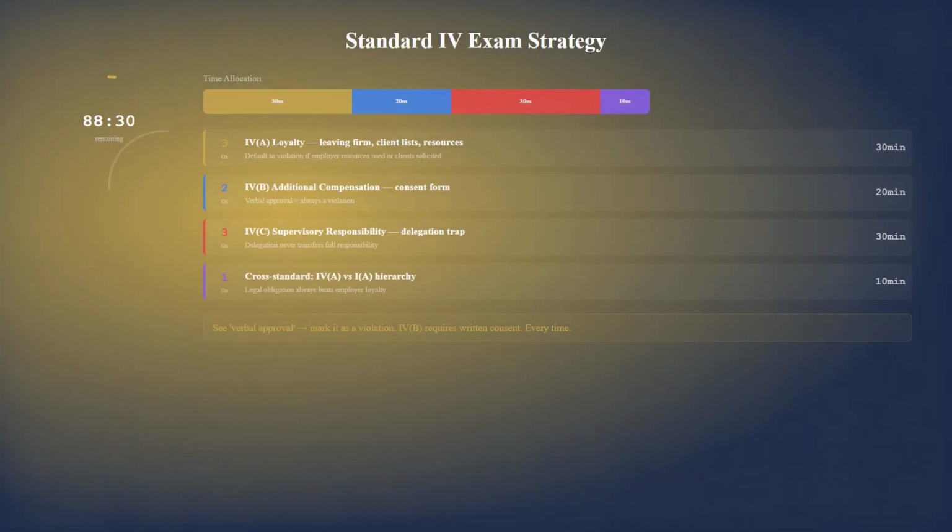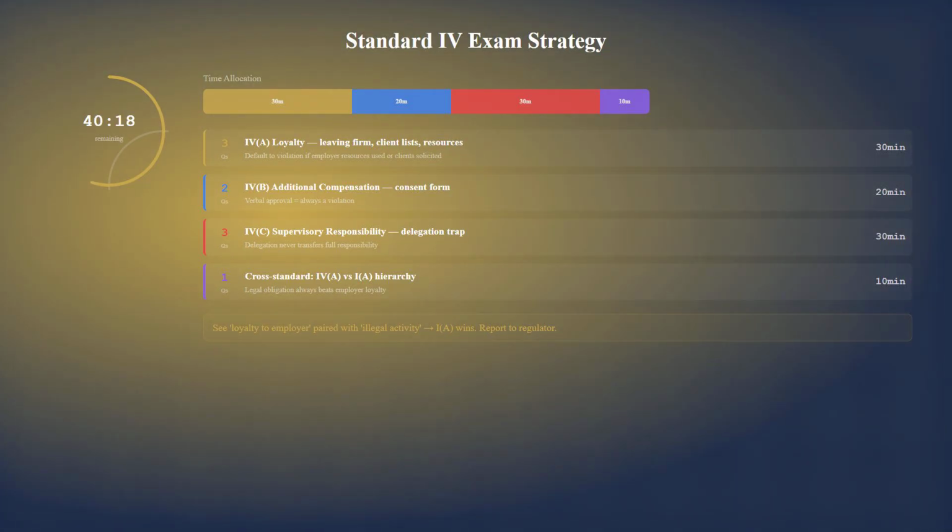4 pattern rules that eliminate wrong answers on Standard IV, every time. Pattern 1: any question with verbal approval for outside compensation, the correct answer involves a violation. Written consent is the only acceptable form under IV-B. Pattern 2: any question where a supervisor delegates oversight and something goes wrong, the supervisor still violated IV-C, unless adequate systems were in place. Delegation is never a full defense.